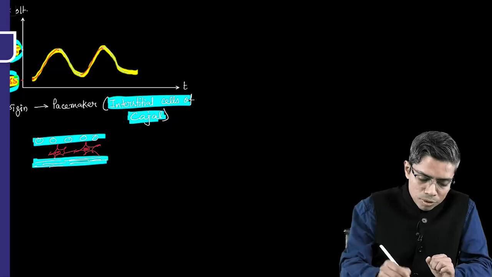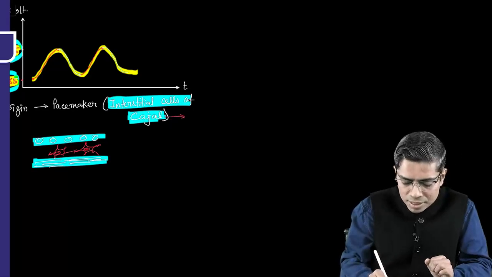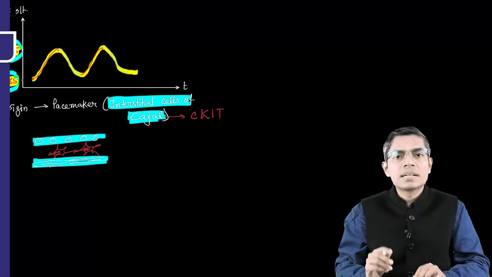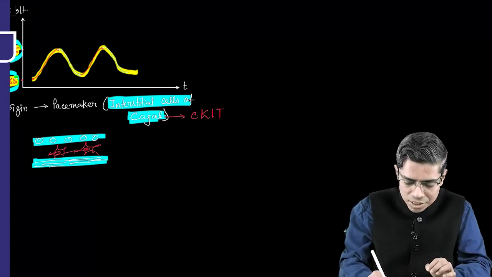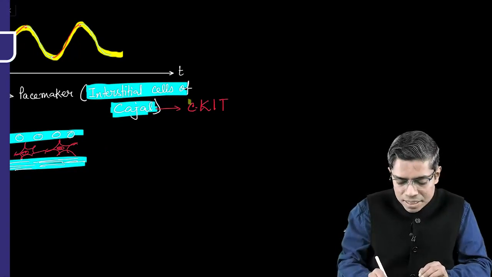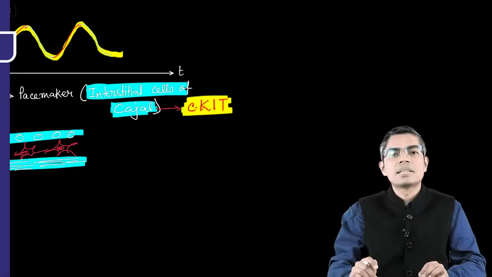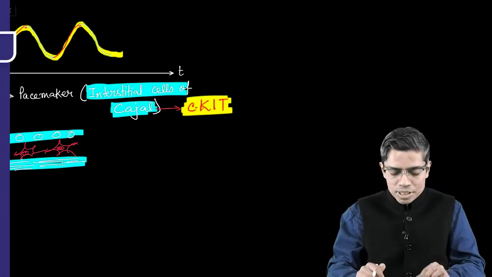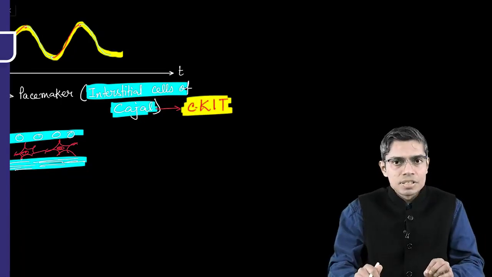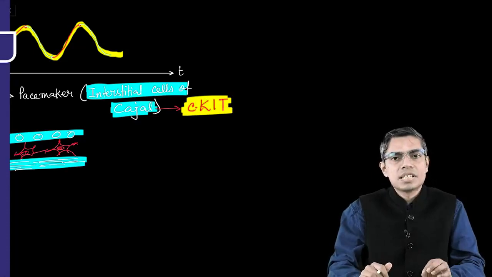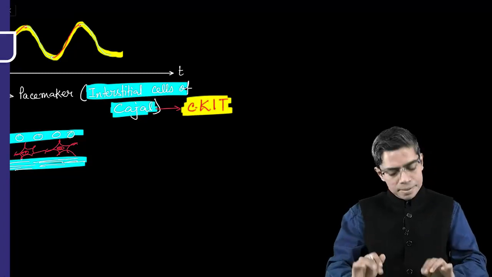Not only that, also remember another piece of information: C-kit is the marker of these interstitial cells of Cajal. The scientists isolate these interstitial cells of Cajal by identifying the C-kit. That's why C-kit, which is a proto-oncogene, as all of you know, is a marker of these interstitial cells of Cajal, right?